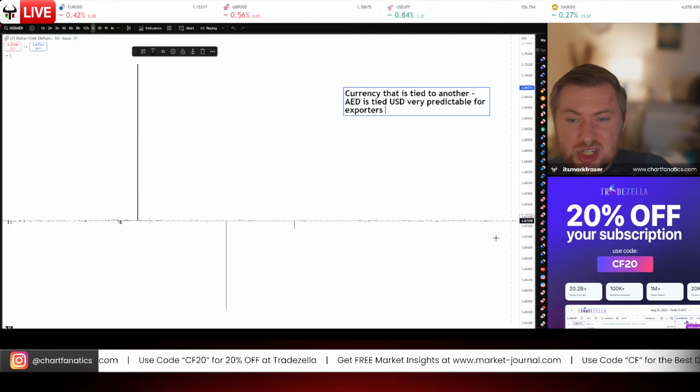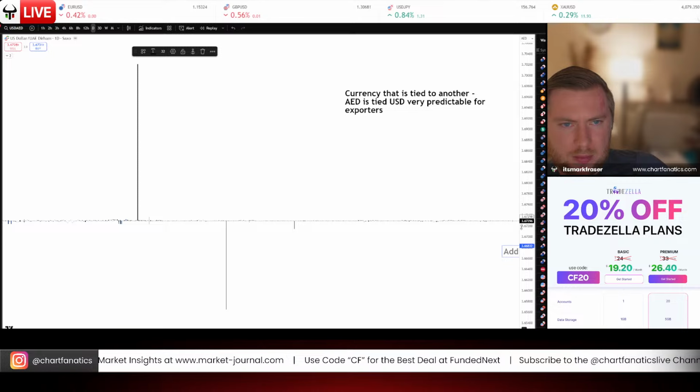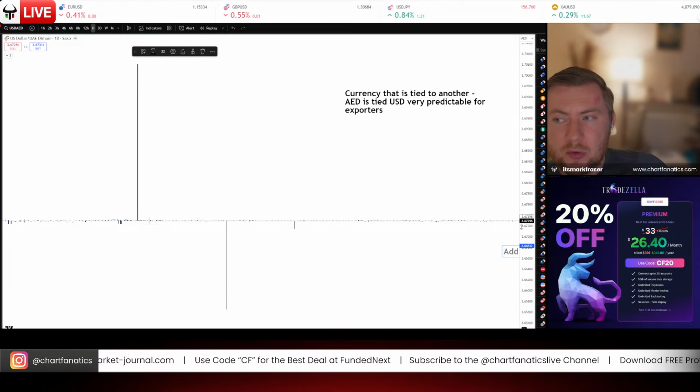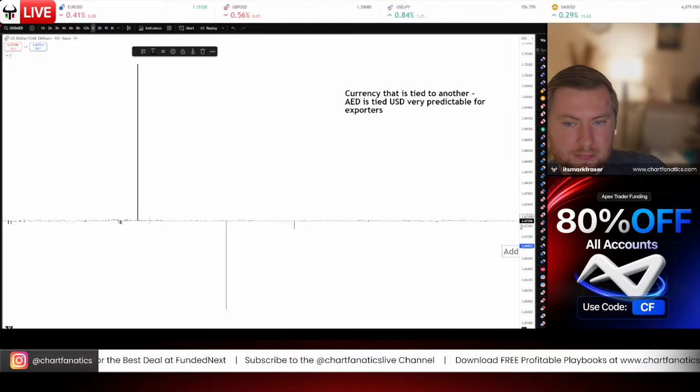dirhams per dollar. So from an exporter perspective, they know that if I sell 100 tons worth of oil at said dollar amount, I'm going to be earning this for sure, based on the price action or the exchange rate. That's what a pegged currency is, by the way. That's just a little bit of a curveball that I wanted to throw in.